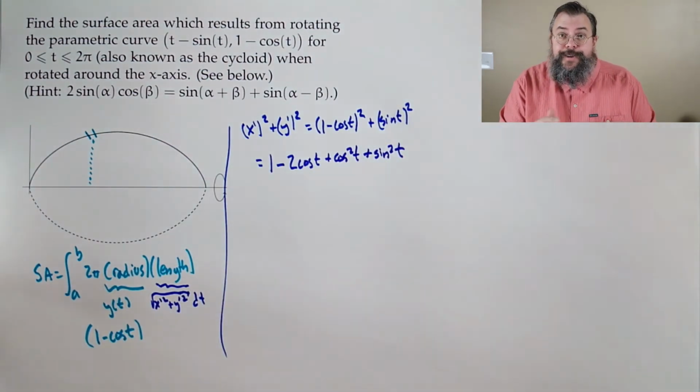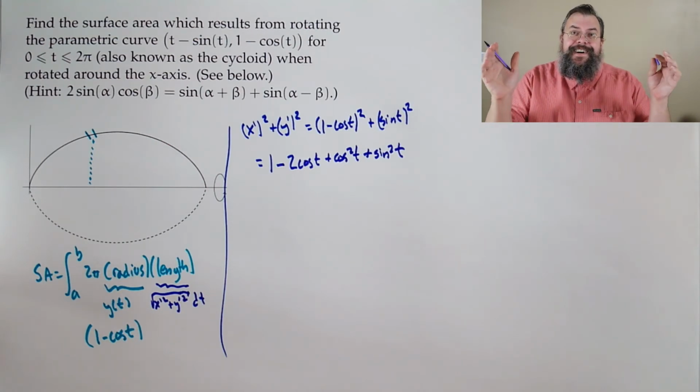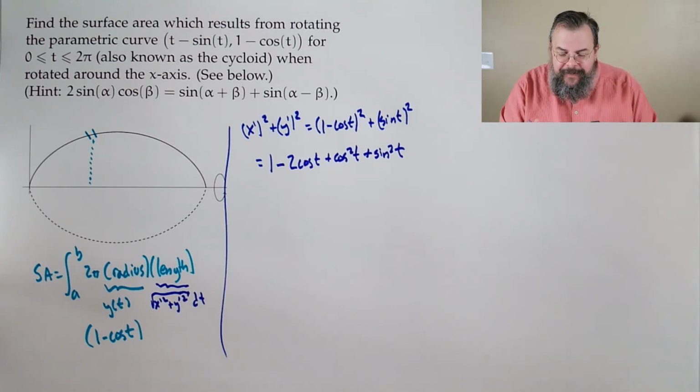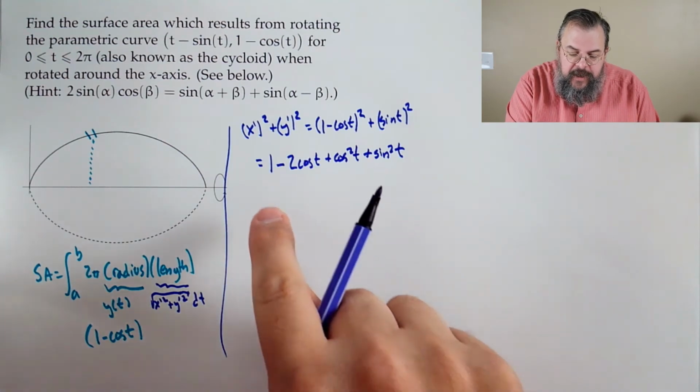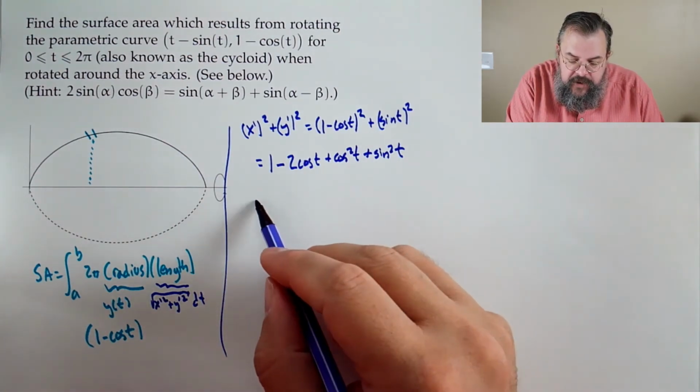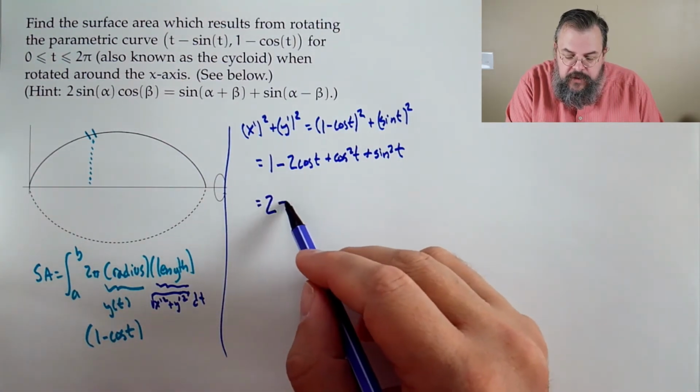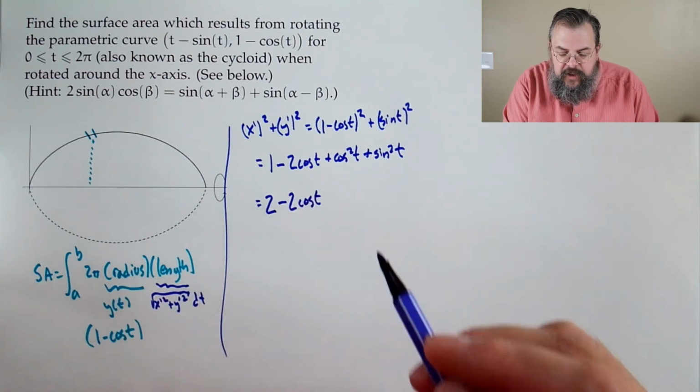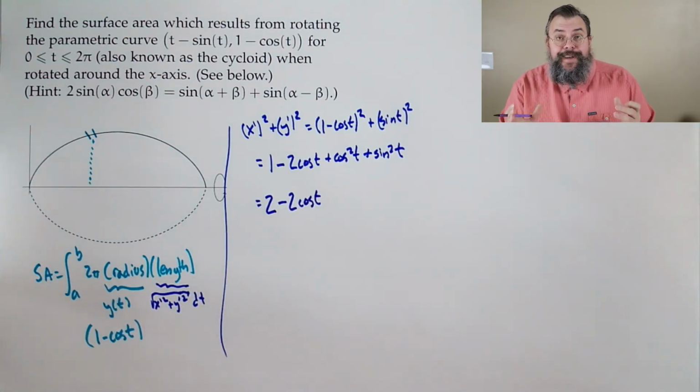Now, cosine squared plus sine squared. Beautiful. So that becomes a 1 on the end. There's another 1 there. That gives us 2. So 2 minus 2 cosine t. Now, what would we like? We'd like for this to be a perfect square. And we say, okay, is there any way to make things into a perfect square?